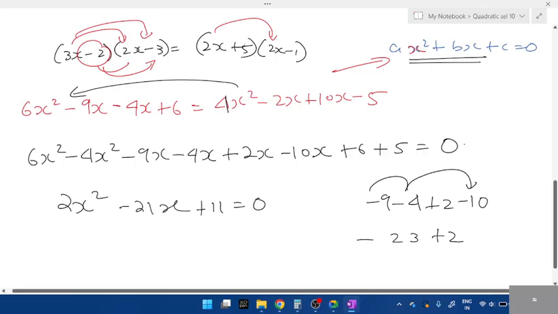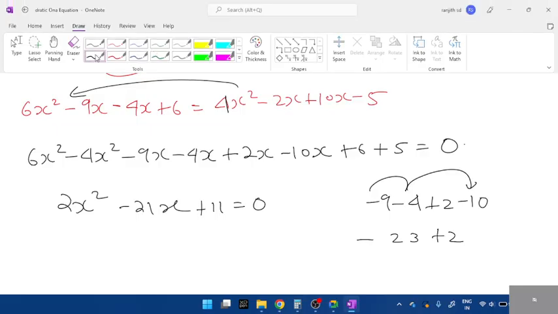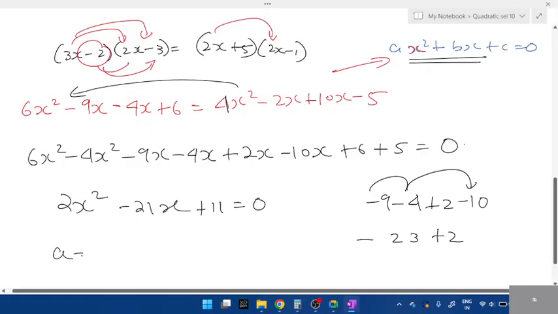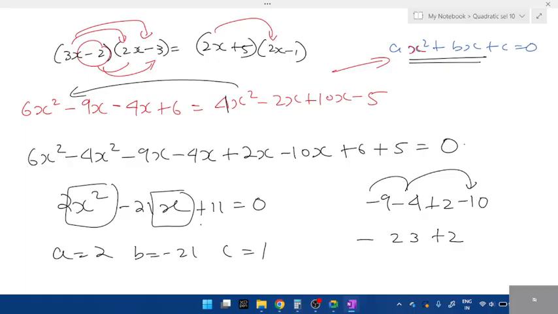Okay, does it satisfy the equation? See, we have a equal to 2, b equal to minus 21, c equal to 11. Along with this, we have x square and also x. Okay, so this is not a pure quadratic, but an affected quadratic equation. Still, it's a quadratic equation. This is how we have to prove it.